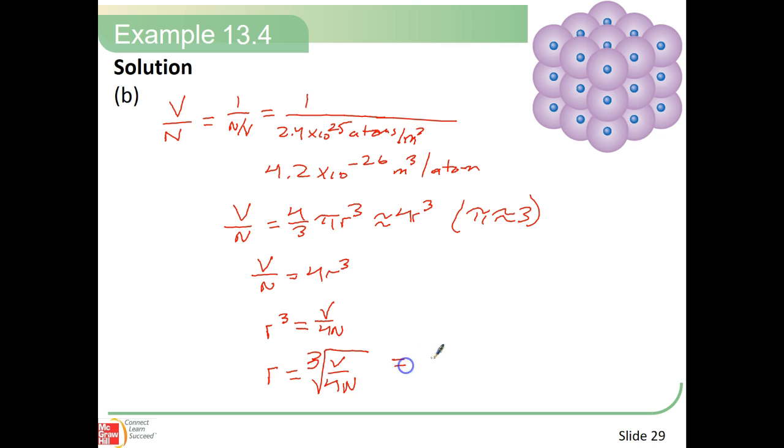And if you plug all your numbers in, you get about 2.2 times 10 to the negative 9th meters, which is about 2.2 nanometers. That would be the radius. Now if I want the distance between the two, instead of the radius, the diameter would just be 2 times r, and so that'd be about 4 nanometers or so. And that is the end of the lecture for Chapter 13.